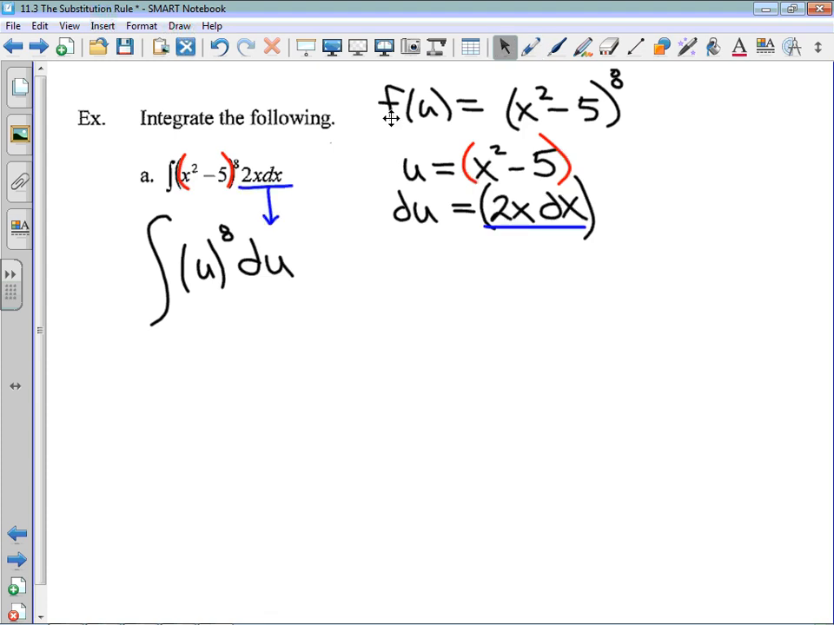Now, some students will try to make u x squared minus 5 to the power of 8. And I'd like to show you how south that goes really quickly. If I made u x squared minus 5 to the power of 8, now du is 8 times x squared minus 5 to the power of 7 times 2x dx. We do not have all of that in our derivative, or in our integral, I should say.